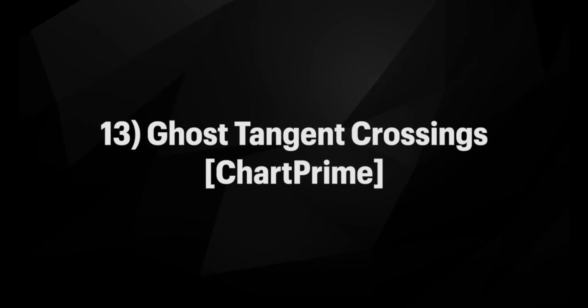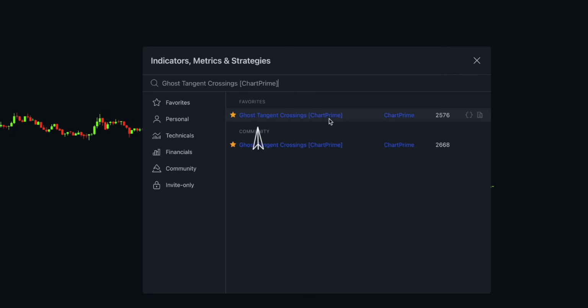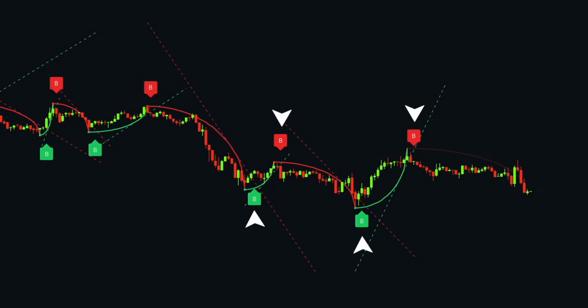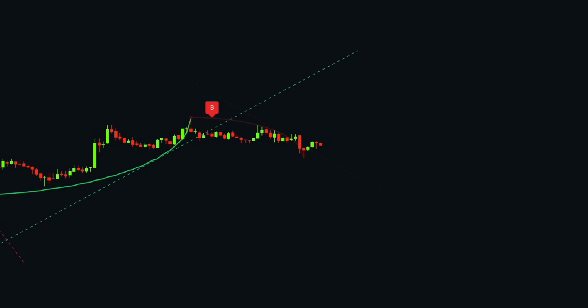Next up on my list is Ghost Tangent Crossings by ChartPrime. Ghost Tangent Crossings is a revolutionary way to visualize pivot points and zigzag patterns that utilizes ellipses. This indicator ensures each pivot is plotted from high to low, ensuring a correct zigzag wave pattern. Before a zigzag is confirmed, Ghost Tangent Crossings plots an estimate of the next valid move, allowing you to plan well ahead of time. Once it is confirmed, the indicator will fill in the plot with a solid color and print a break label. From this point, a line is plotted with the slope at that location, and when the price breaks this level, a break label is displayed.